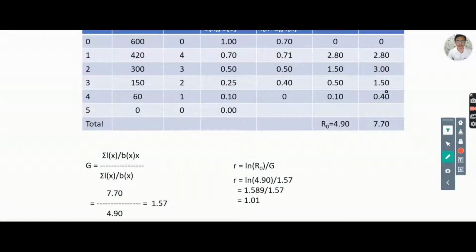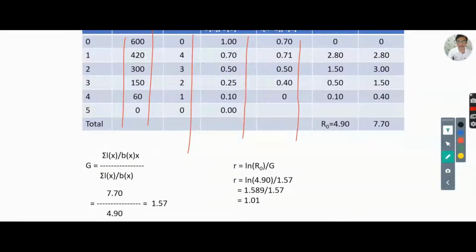So now let us go to the next table, and its interpretation. This table is familiar to you, you can remember this one, right? All these are the same. Now what is new here? As you can see, what is new is this particular R naught. R naught is 4.90. This is the sum of all these Lx Bx. All the Lx Bx you can sum up, one by one, and you'll get the R naught.